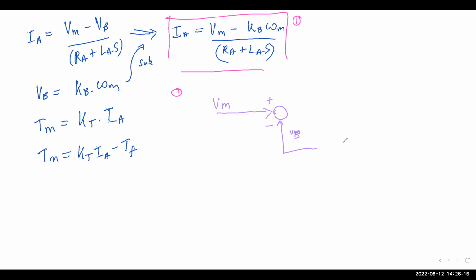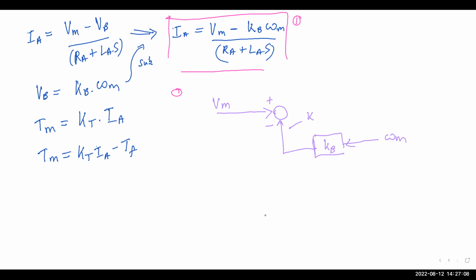So we have to give omega m input, but it has to be multiplied by KB. We'll add the KB block here again. So omega m gets multiplied by KB, and we get KB omega m, which is equal to VB, right? I think you might get confused if I had. So this will actually give KB omega m at this particular point.